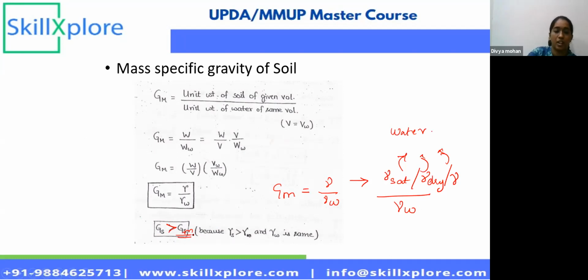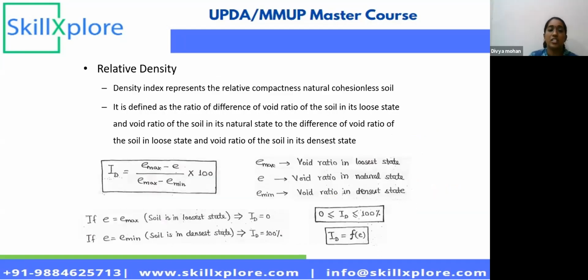Take a note of it, it is very much important. The true specific gravity of a soil is always greater than the mass specific gravity of a soil. And we'll take the relative density. Relative density is nothing but it will provide the idea of how much the soil is compacted in its natural state.